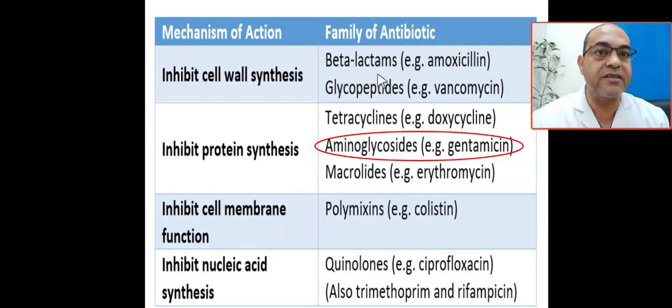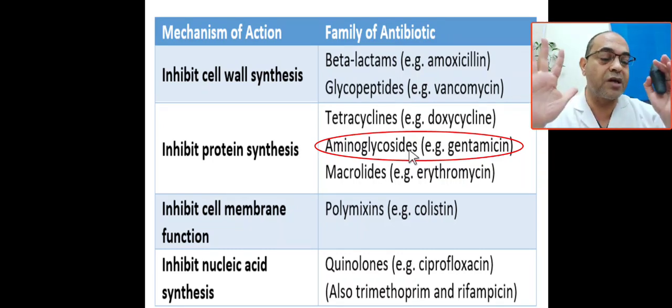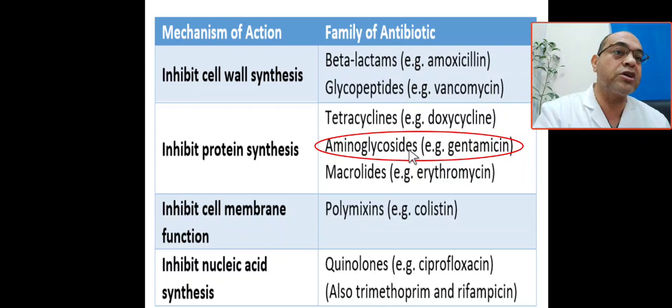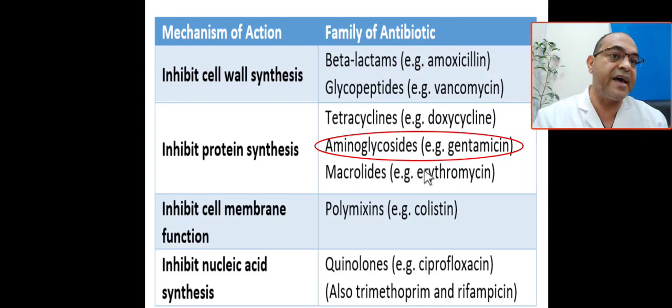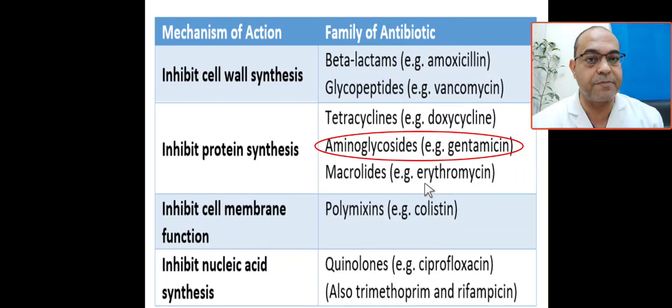The antibiotics that inhibit cell wall synthesis: beta-lactams like amoxicillin, and glycopeptides like vancomycin. Antibiotics that inhibit protein synthesis: tetracycline, this is doxycycline, and aminoglycoside, and gentamicin. So the example is gentamicin. Aminoglycoside is the family, and the antibiotic will be gentamicin. Macrolide is the family, it will inhibit the protein synthesis, and the antibiotic will be erythromycin.